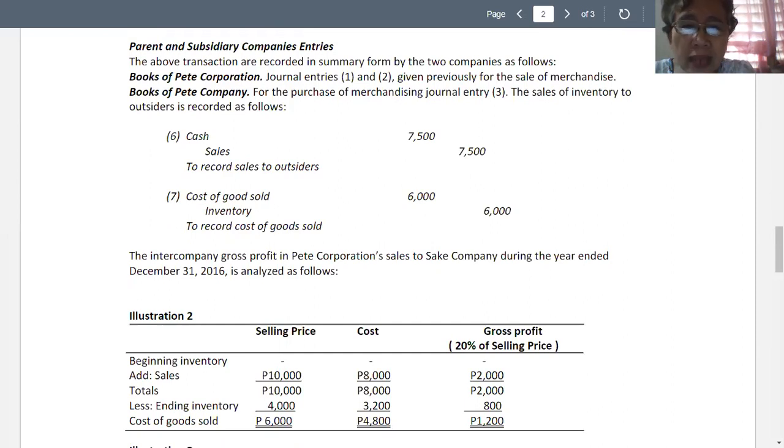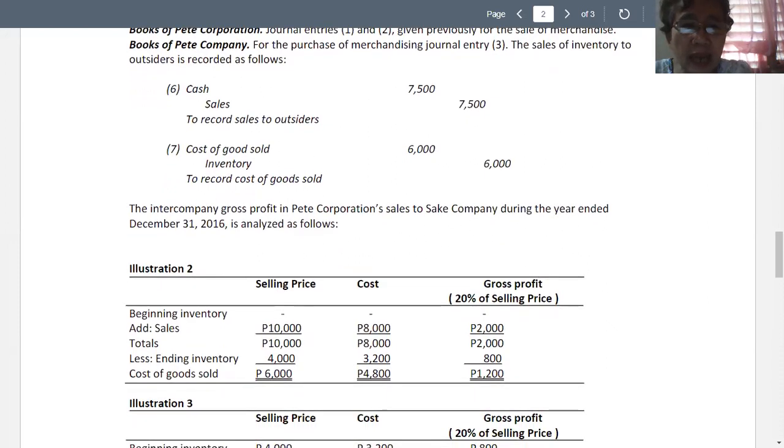So, meaning the amount of cost of goods sold is only 6,000 based on the selling price and the cost is 4,800. So the gross profit realized is only 1,200 and not 2,000 based on the initial illustration. We have to defer the recognition of 800, the fact that the inventory remained unsold at the amount of 4,000. So we have this analysis.